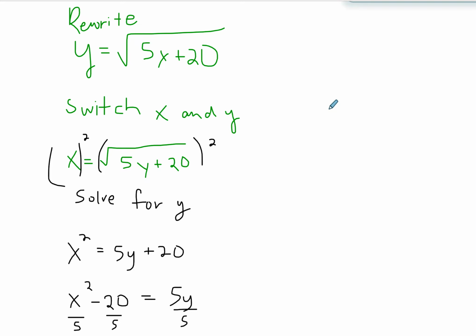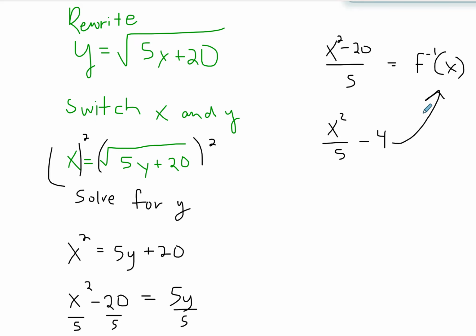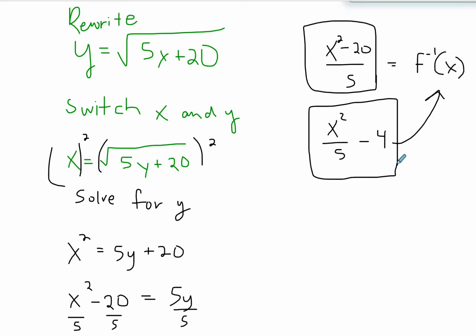Now we have 2 options. We can write this as x squared minus 20 over 5 is equal to f inverse of x. The step 4 is to simply replace the y with f inverse of x, because this is the inverse. Or we can write it as x squared over 5 minus 4, because 20 divided by 5 is 4. So both of these are the inverse. So either this answer or this answer. It depends on what your screen tells you to put in there.